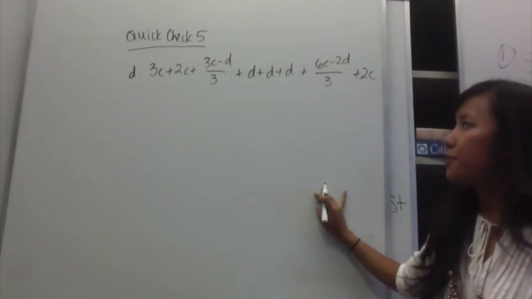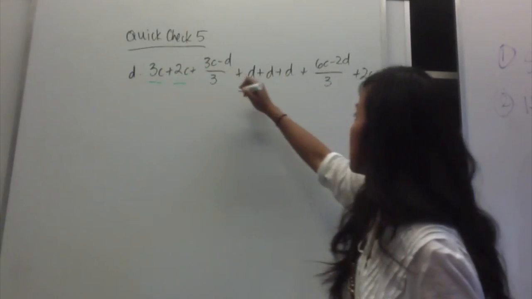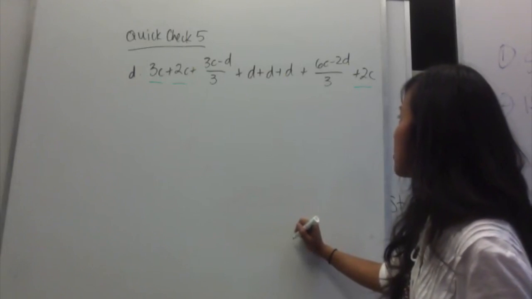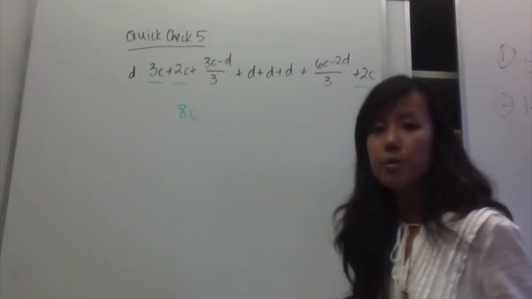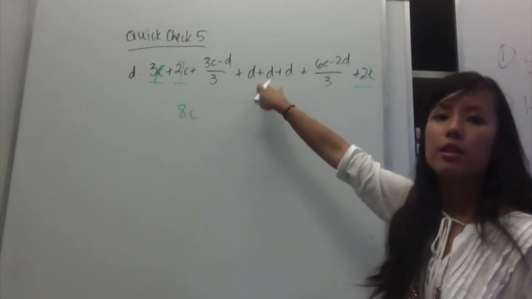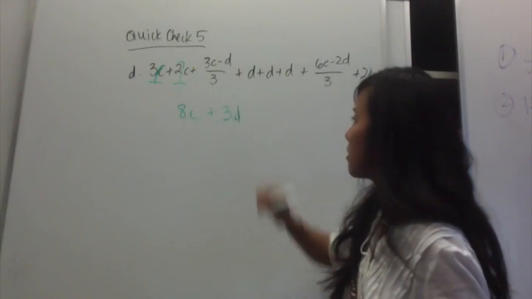And now I'm going to focus on just the single C's, okay? So it looks like I have 3C, 2C, and 2C over here. So we're going to combine that. You get 3 plus 2 plus 2, so that's 6, 7, 8. So 8C. Great. Now I'm going to do the D's, okay? I already got rid of those. So the D's, we got 1, 2, 3. We got 3 of them. So I'm going to do plus 3D.